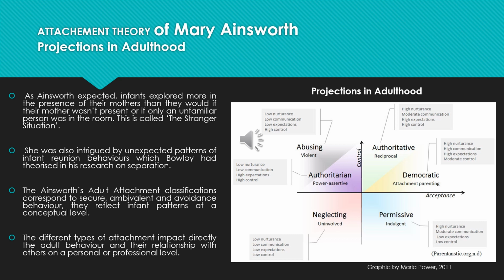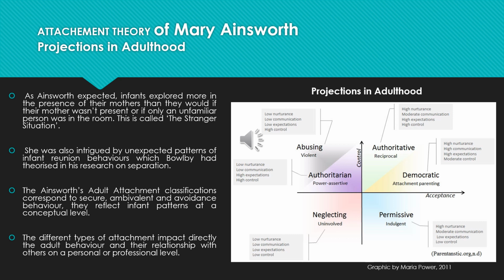For instance, the first one, authoritarian, is where the relationship between child and parents is based on low nurturance, low communication, high expectations, and high control that the parents have over the child. In these situations, statistics say the child tends to be abusive and violent when grown up.